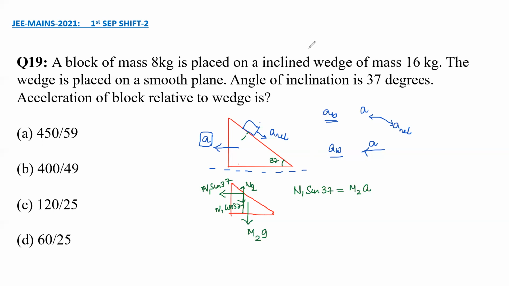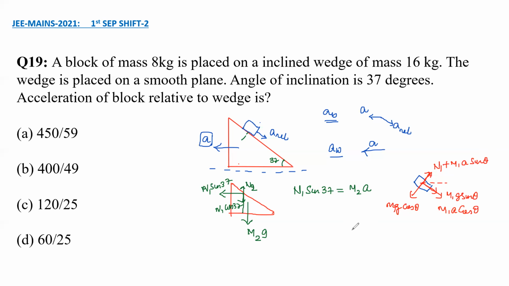Now let us consider M1, the block, in the frame of the wedge. In the frame of the wedge, apart from the normal reaction, that is N1, and its own gravitational force, that is M1g sine theta and M1g cos theta, the block will have a pseudo force of M1 into A in the forward direction, and its components tangential to the inclined plane will be M1A cos theta, and normal to the inclined plane would be M1A sine theta.